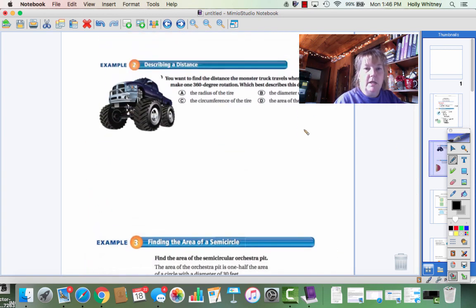All right, let's go on to page 2. Page 2 says, describing distance. You want to find the distance the monster truck travels when the tires make one 360-degree rotation. Which best describes this distance? Well, if I have a tire and it's rolling, I'm really looking at the outside of the tire. So if I'm looking at the outside of the tire, that means I want to know the circumference of the tire.